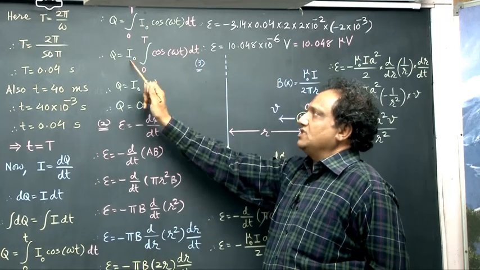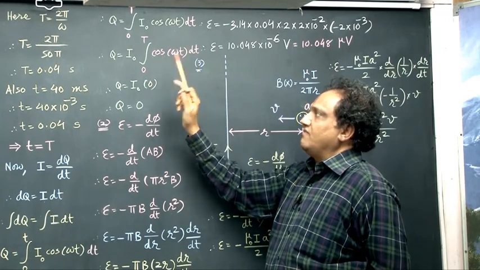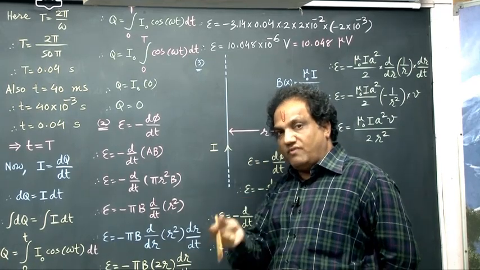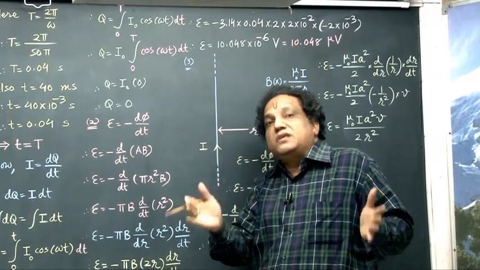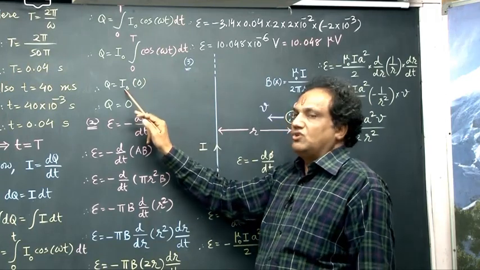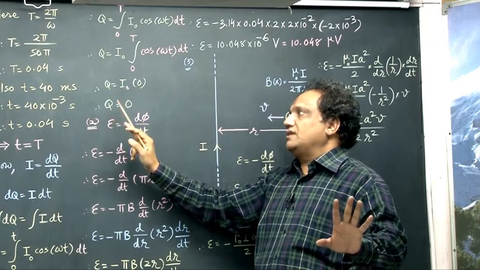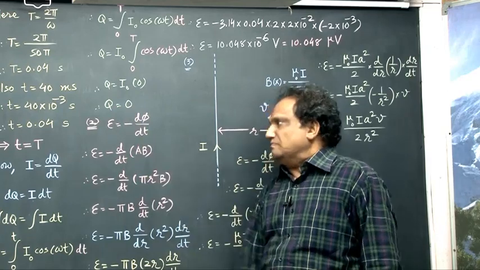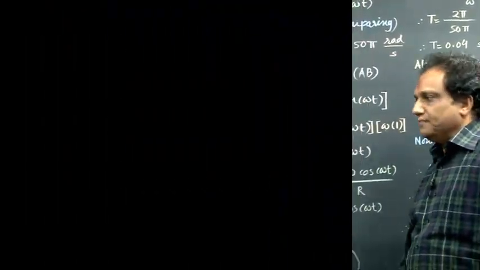Fine. Now I0 as it is. What about this part? Integration cos of omega t dt from 0 to capital T. 0 to capital T means what? Over one periodic time, the summation of instantaneous values of the cosine function is 0. So this summation comes out to be 0. 0 into I0 will be 0. So the induced charge you will get is Q equals 0. Correct? Induced charge is right now 0. Next. Read the statement of sum number 2.